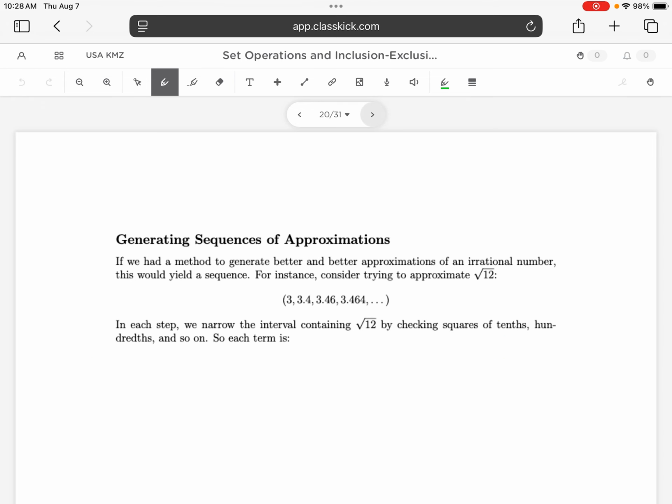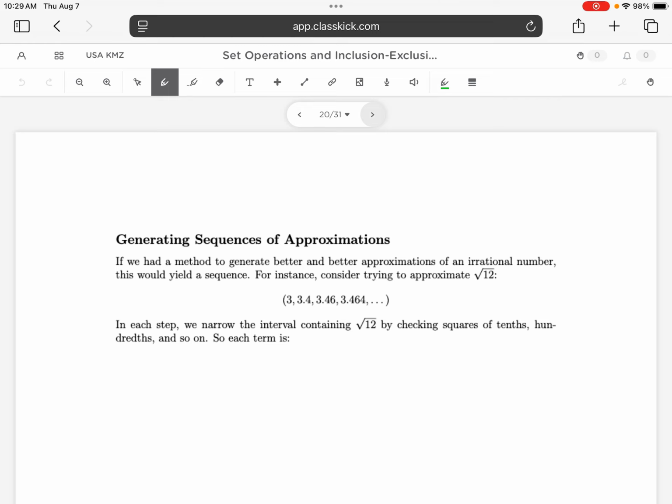If we had some kind of a method, and we haven't really defined it carefully yet, to generate better and better approximations of an irrational number, like an irrational root, like the square root of 12, this is going to yield a sequence. So for instance, if we were trying to approximate the square root of 12, and we use the following sequence, 3, 3.4, 3.46, 3.464, we're getting closer and closer to the square root of 12. But really what we're doing is narrowing down the interval that contains the square root of 12 by checking the squares of tenths, hundredths, and so on, right?